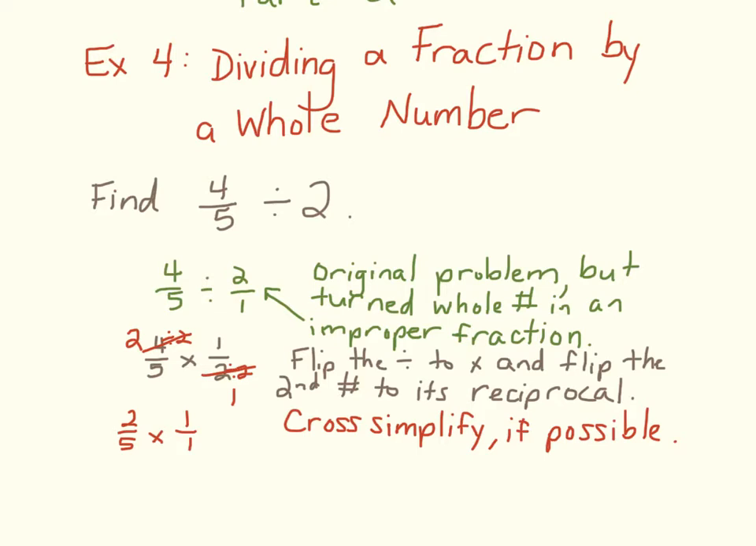And then we just multiply like we have been all along. And so 2 times 1 is 2. 5 times 1 is 5. And since they're as low as they can go in that case, they don't have any other common factor besides 1, we know that's our final answer.